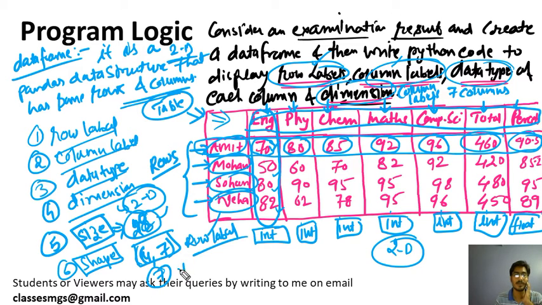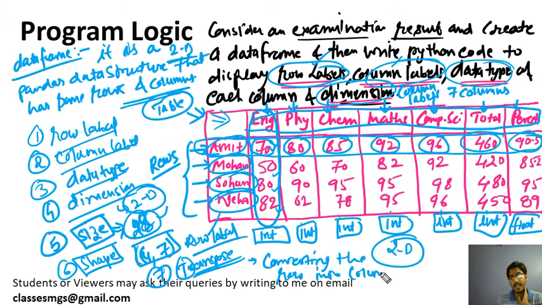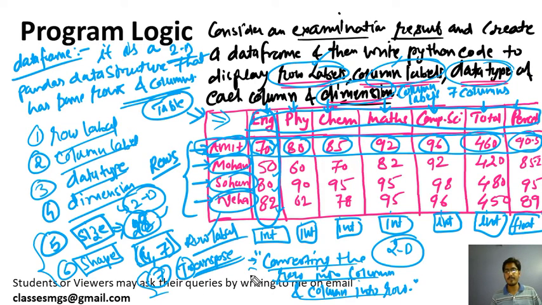One more possible additional attribute is transpose. What is the transpose of this particular data frame? Transpose means converting rows into columns and columns into rows. This is known as the transpose of this particular data frame. We will see when we write this code in the Python editor, then I will explain these additional attributes also, if time permits.